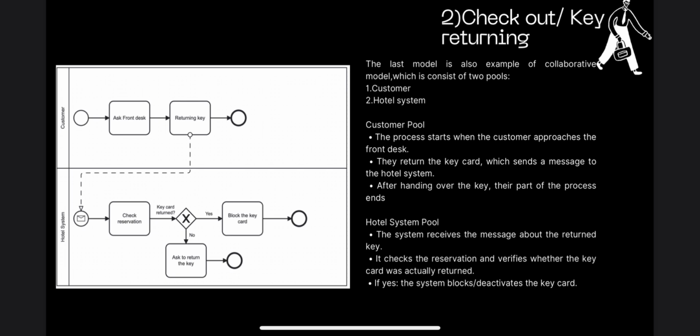The second pool starts with the message start event. The hotel system receives a notification from the front desk that the customer is returning the key card. Then the system checks the customer's booking details, for example, whether the stay has ended and whether they should return the key card. Then the system evaluates whether the key card has actually been returned. If yes, we're blocking the card. If no, the card needs to be returned. So the branch ends separately.